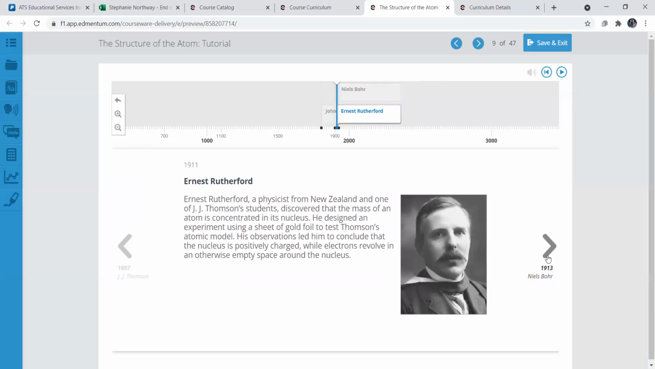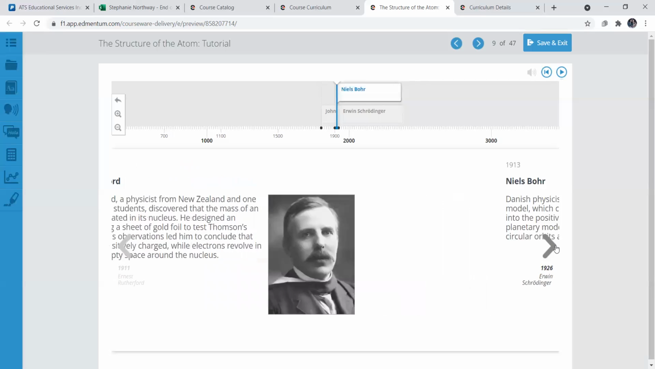Then even further in 1911, we have Ernest Rutherford, a physicist from New Zealand. He was one of J.J. Thomson's students, and then he discovered the mass of the atom. So he took that and went even further. So the history of atoms, it's being studied for a couple thousand years now, about 2000-ish years, I'd say. And now this guy is designing the atomic model.